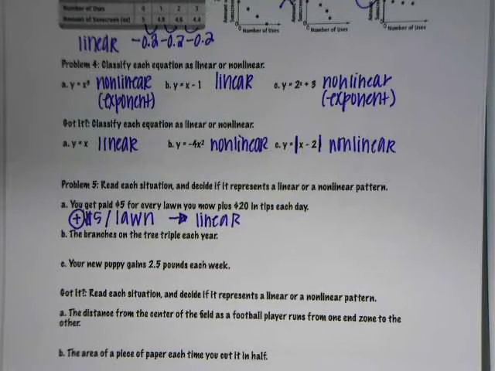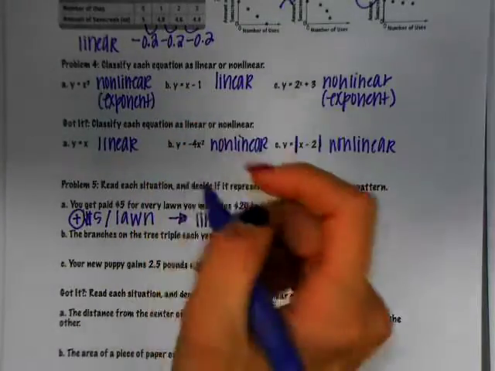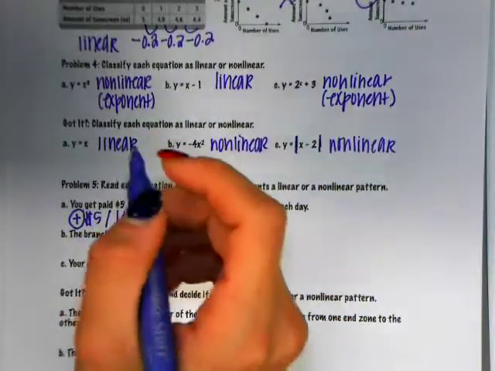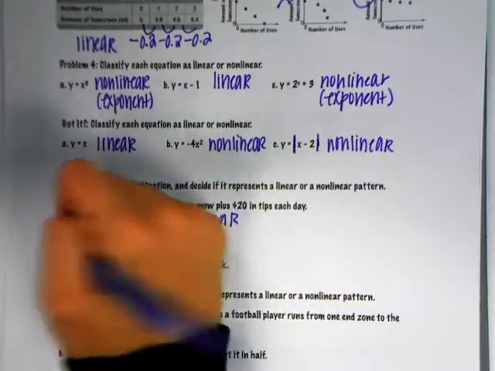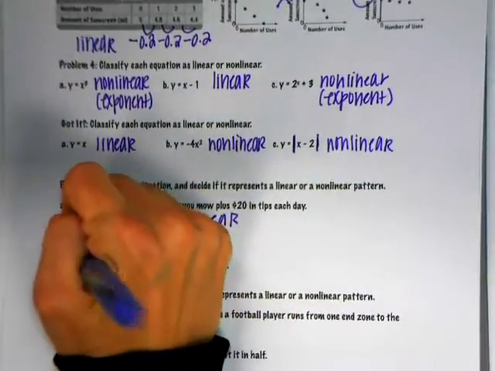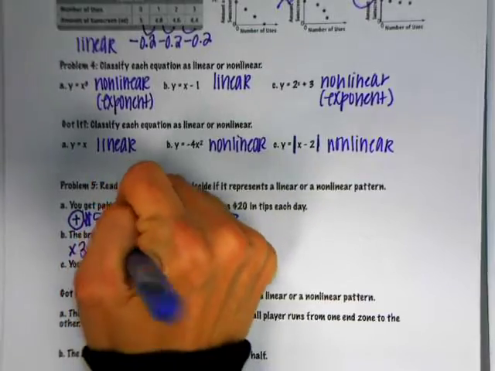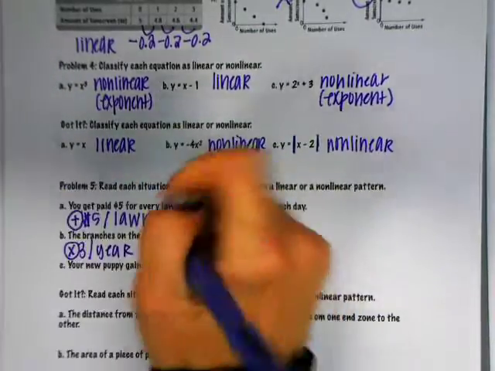Okay, the branches on the tree triple each year. Yeah, nonlinear, because what's tripling? So it's times 3 every year, right? Since that's multiplication, that's what makes it nonlinear.